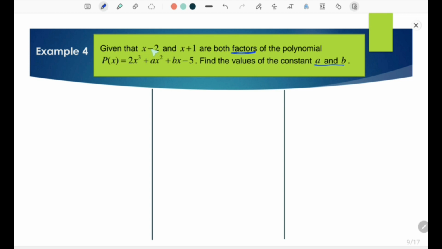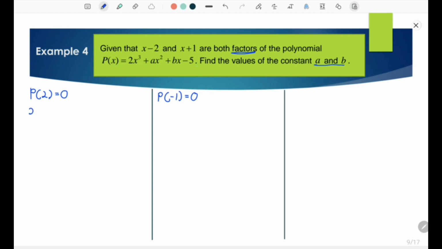For x minus 2 as a factor of p(x), we're going to have p(2) equal to 0. And for x plus 1 is a factor of p(x), we're going to have p(-1) equal to 0. So now we will substitute x equal to 2 in this polynomial.